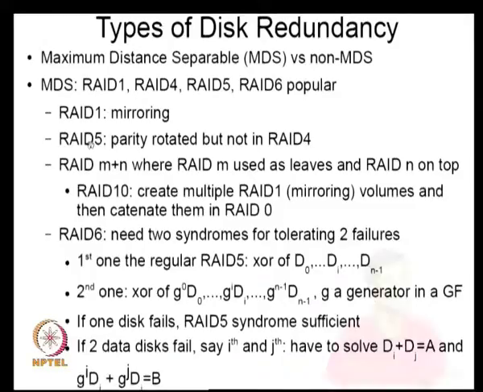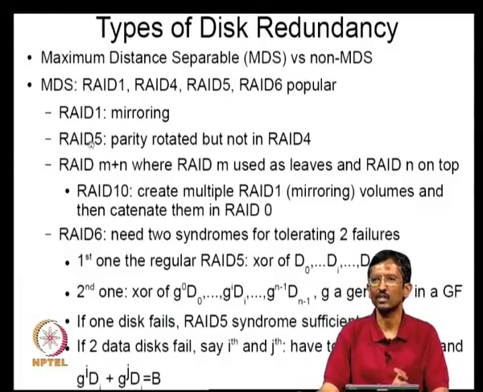So, basically RAID 1 is simple, it does mirroring, an exact copy is kept. RAID 5, what are we doing? We are taking the data disk at a block level and computing the parity and storing it in the parity disk. So, parity is being computed here.